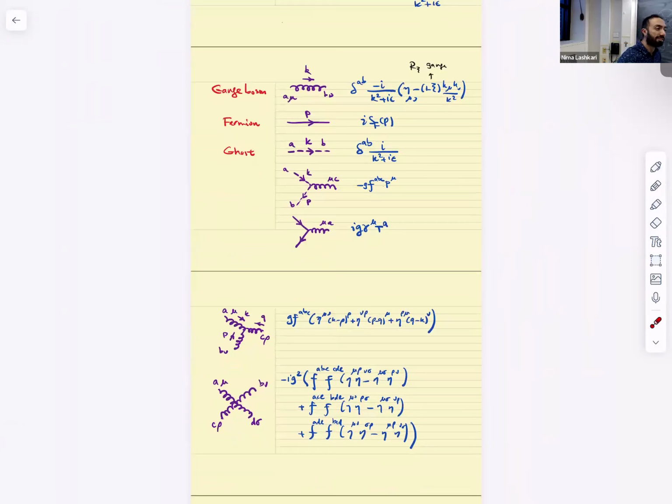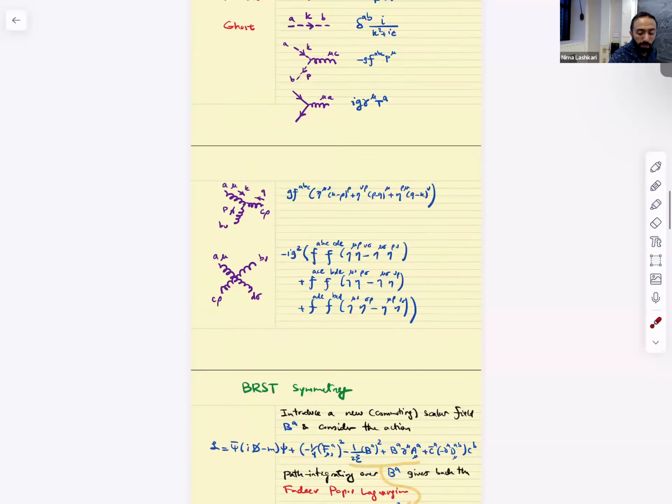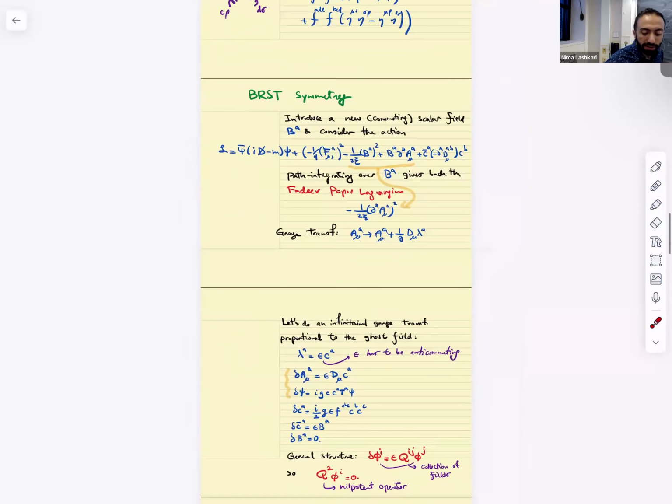It describes nature. SU(3) cross SU(2) cross U(1) is this theory. It's just a particular shape of the standard model particle content. That's it, right? All right. We did that. Then we discussed the BRST symmetry.